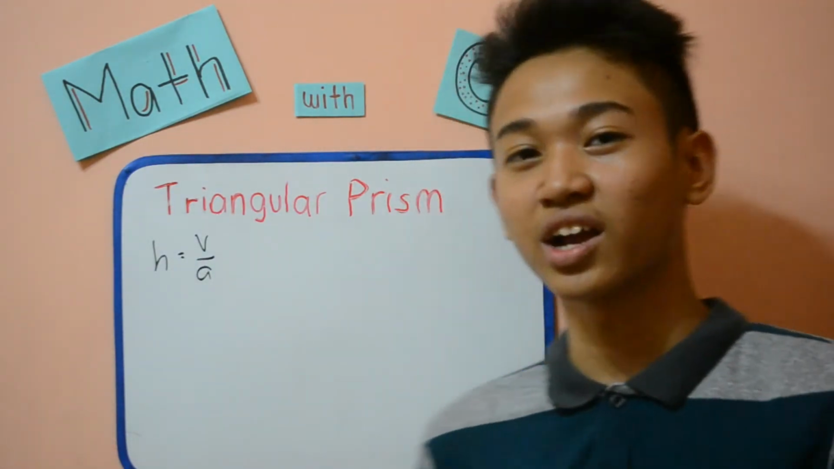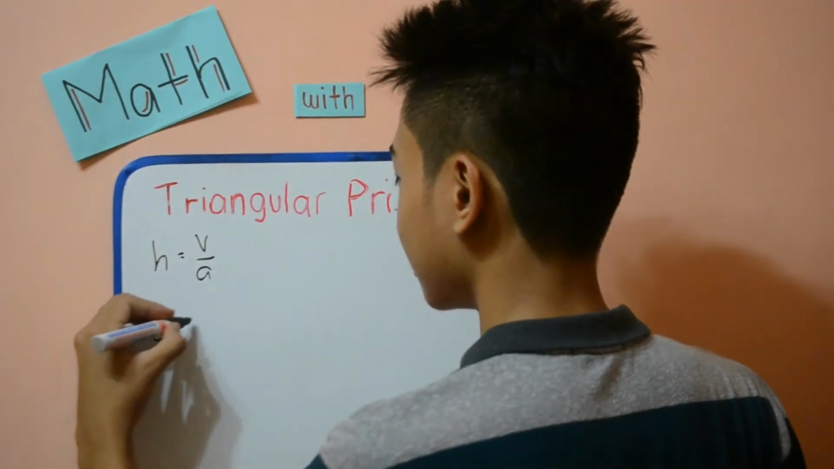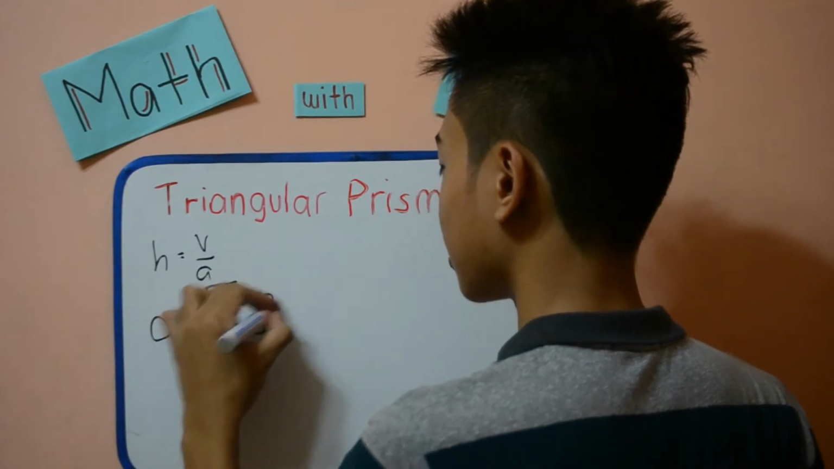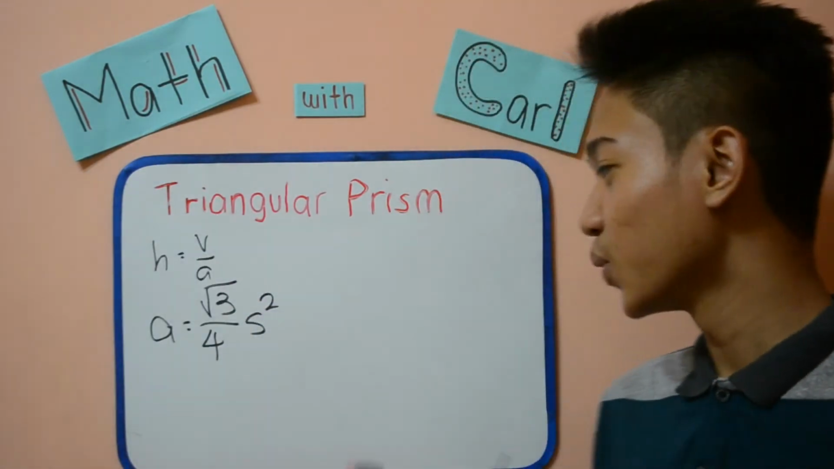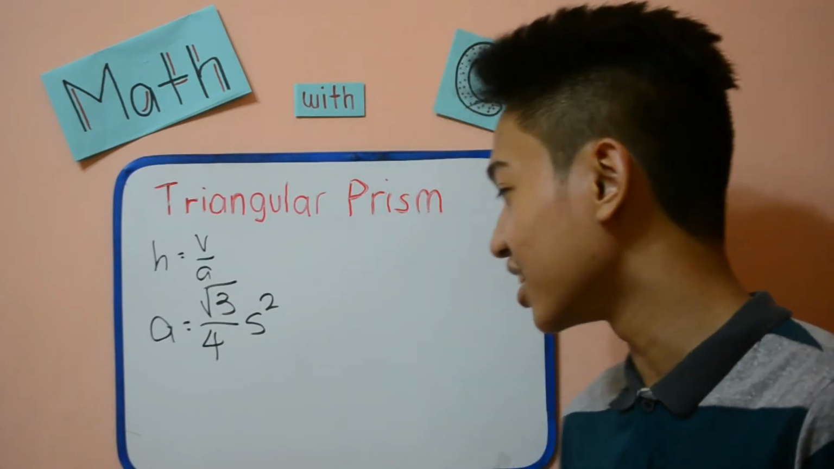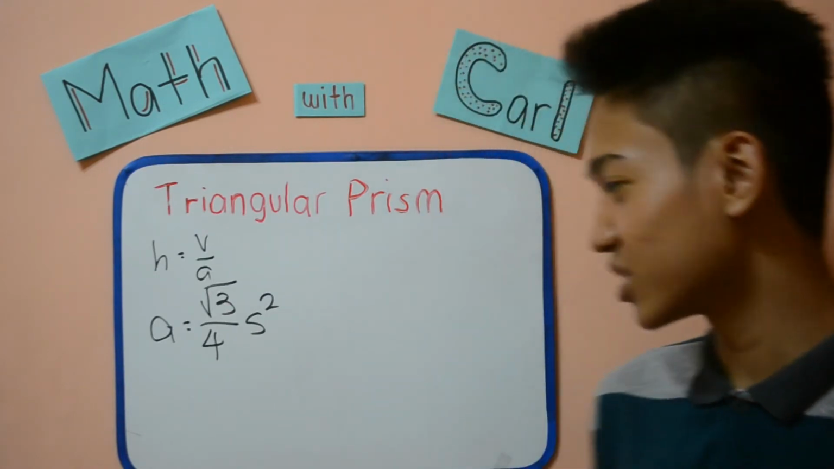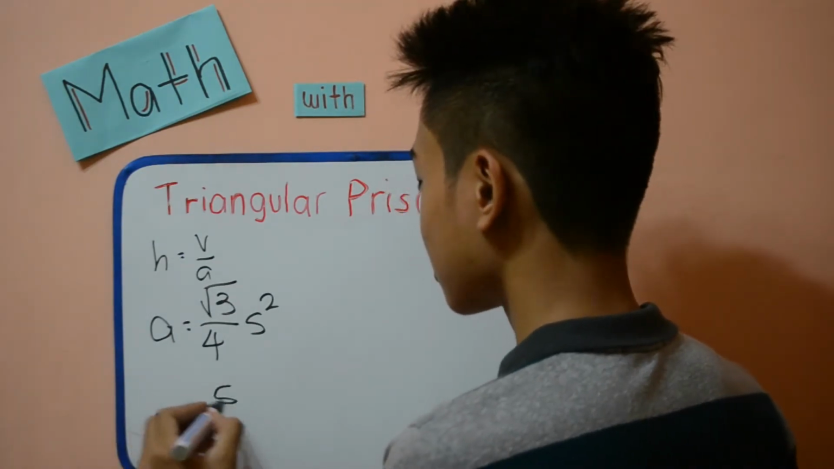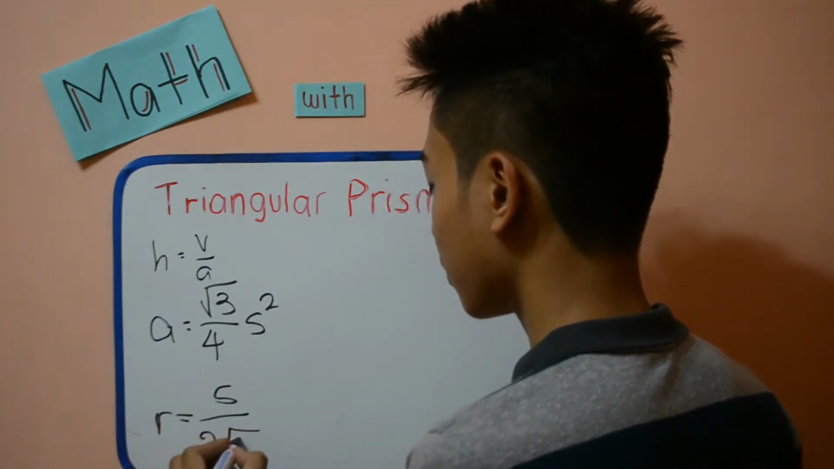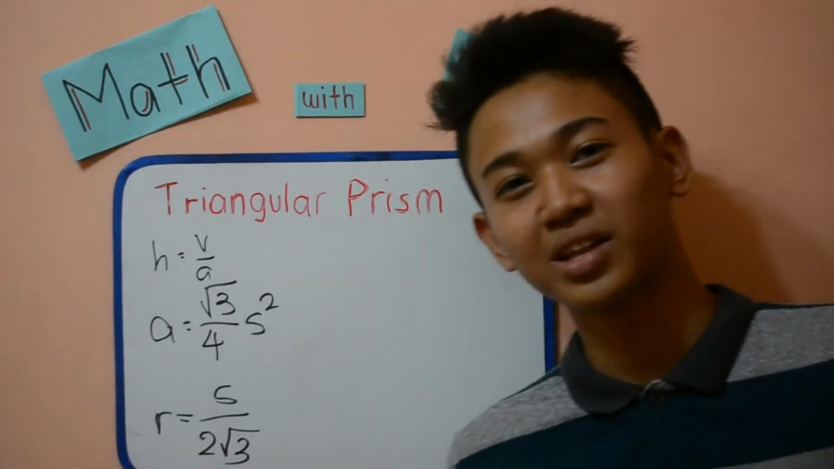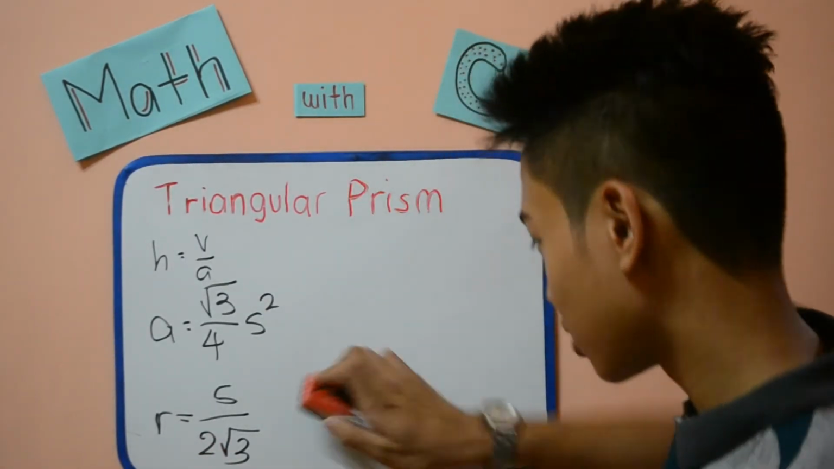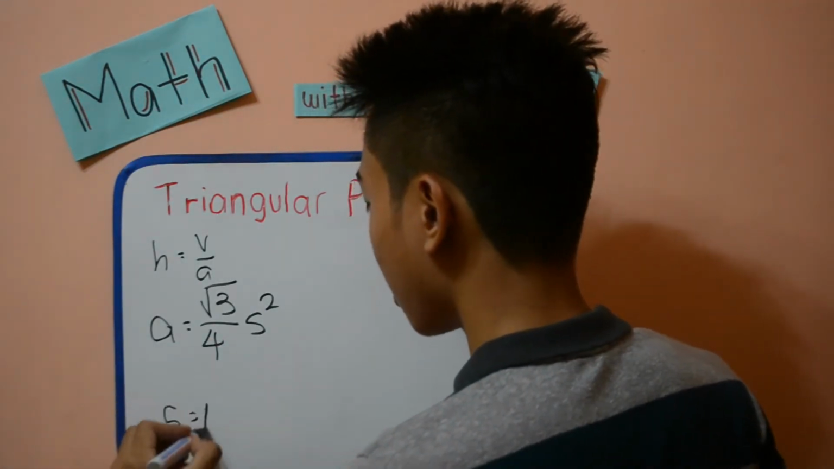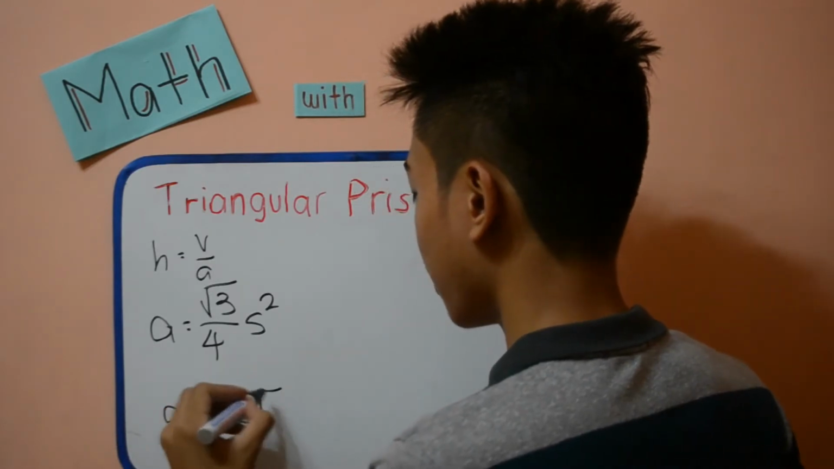The formula for the area is A is equal to the square root of 3 over 4 S squared. But now we have another problem. We're not given the side. So we have to look for the side, and we can do this using the formula R is equal to S over 2 square root of 3. But since this formula is not in terms of S, we should change it in terms of S, so it will become S is equal to R times 2 square root of 3.